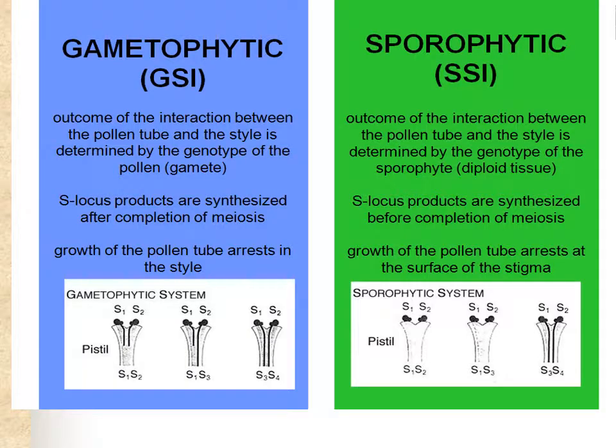The major difference between gametophytic and sporophytic, that is homomorphic self-incompatibility. In gametophytic, the outcome of the interaction between pollen tube and style is determined by the genotype of the pollen, that is the gamete. Here S locus products are synthesized after completion of meiosis. The growth of the pollen tube arrests in the style.